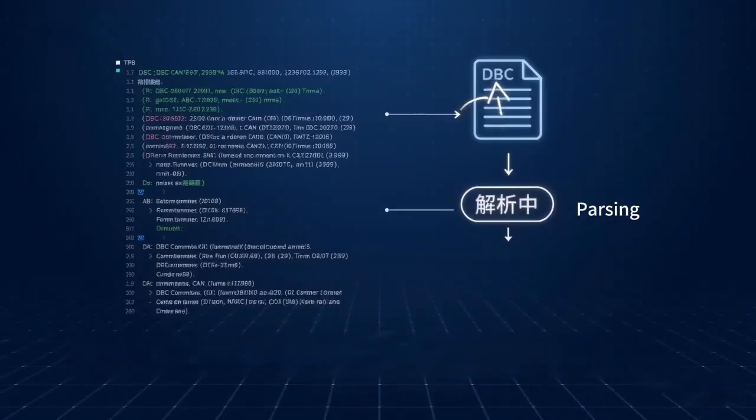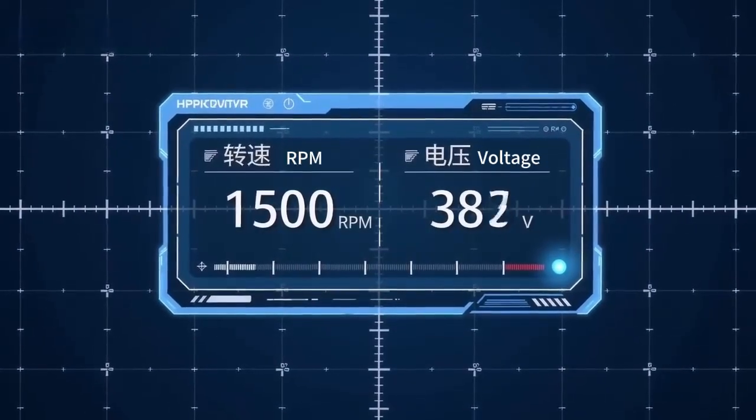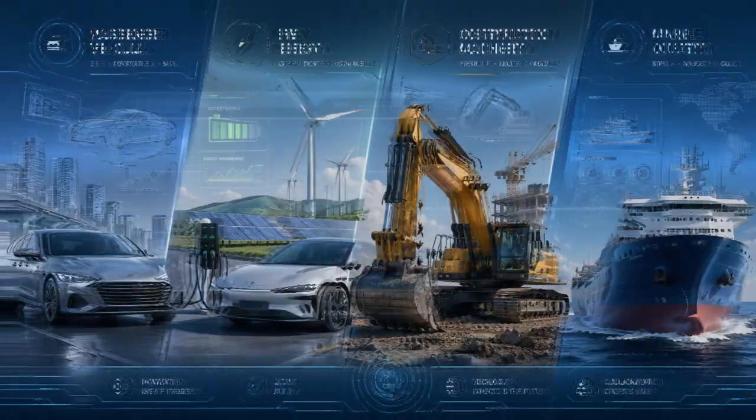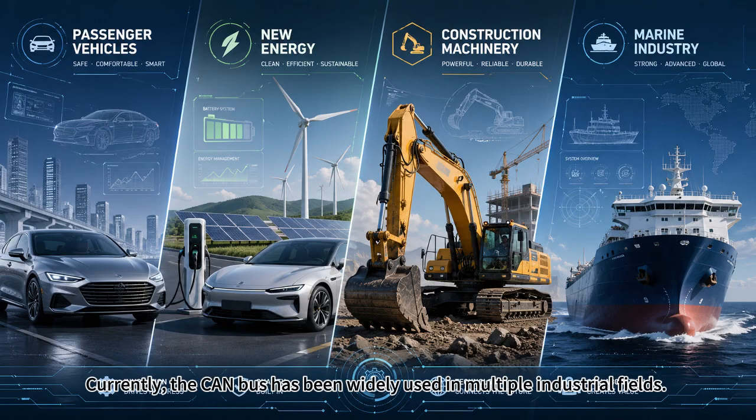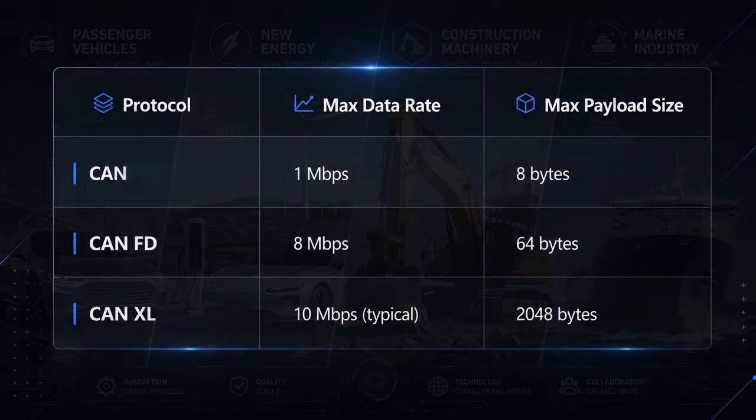The DBC file acts as the core data translation file. It converts raw binary CAN data into meaningful physical quantities, such as rotational speed and voltage. Currently, the CAN bus has been widely used in multiple industrial fields. It can be found in passenger cars, new energy, construction machinery, and the shipbuilding industry.